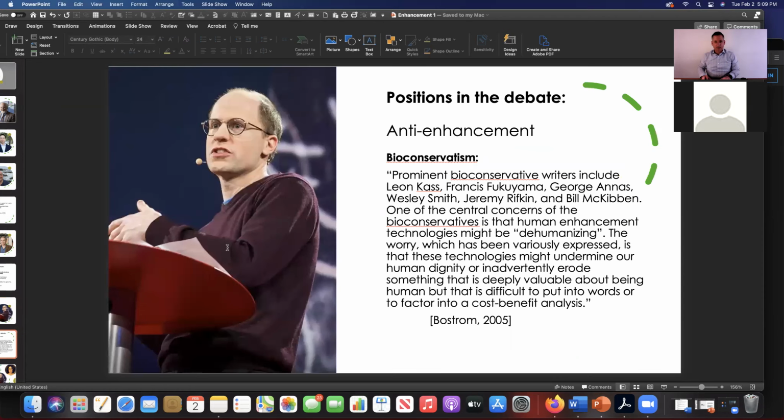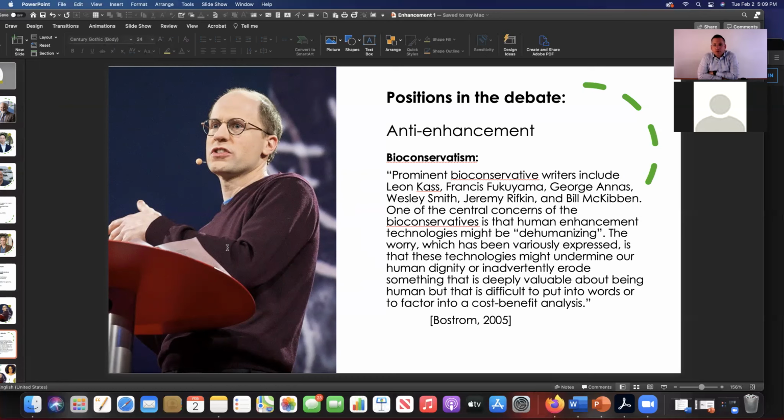Okay, so that's one side. Now the anti-enhancement side, sometimes they're called bioconservatives. So the bioconservative side, this is another quote from the Bostrom 2005 paper he put together. Prominent bioconservative writers include Leon Kass, someone who we're going to look at in some detail this week, Francis Fukuyama, George Annas, Wesley Smith, Jeremy Rifkin, and Bill McKibben.